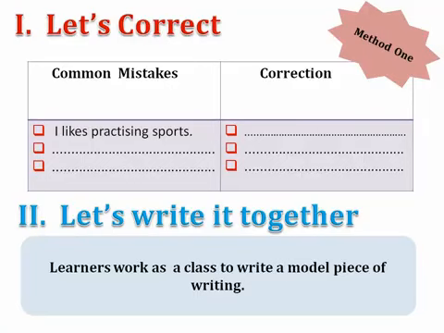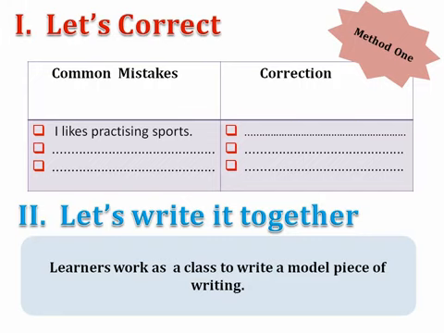The first method consists of two parts. The first one is let's correct. This step aims at drawing learners' attention to the types of mistakes they have made. The teacher draws on the board a table and writes the mistakes as they appear in learners' pieces of writing. Then, learners interact with one another and with the teacher to identify the type of mistake in each sentence and to suggest and provide the correct forms.